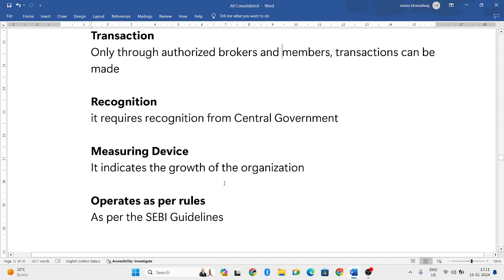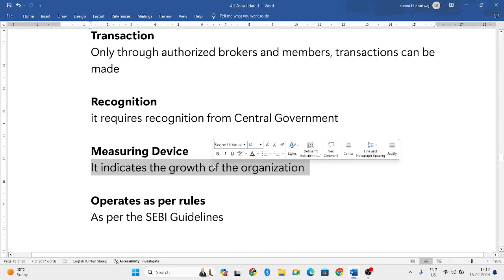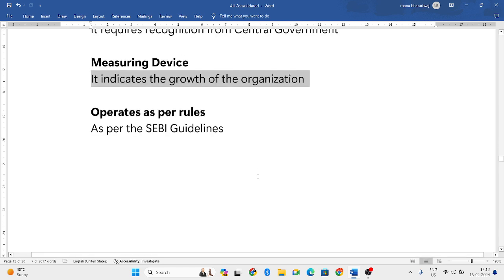Measuring device. The economic growth of the organization can be determined by how well the country is performing in its financial market. So the economy of the country decides how well the financial system is implemented in its country. So it happens to be the measuring device for the organization. We can also measure the growth of the organization: if the organization's share price in the secondary market is very high and it has more demand, then we can say that the organization is doing really well. Similarly, if the share prices come down, then we can say that the organization's growth is declining. So it indicates the growth of the organization also.